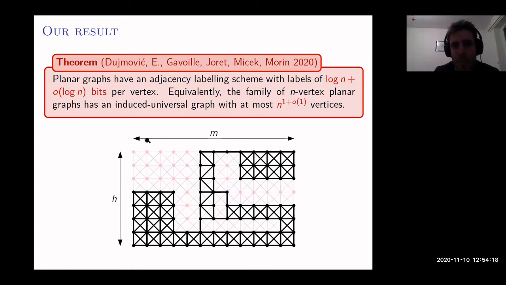Well, we have stored the vertical and horizontal coordinates. Vertical coordinates, you need log m bits. Horizontal coordinates, you need log h bits. But the only thing you can really say is that m and h are at most n, because you don't know how your graph is. Probably m will not be larger than n, because otherwise some row would be useless. And same for columns.